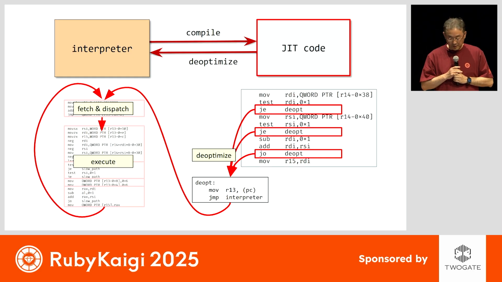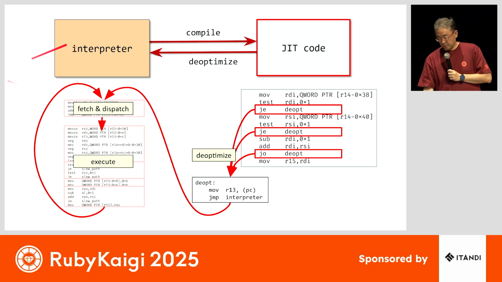And this is how the interpreter and JIT compiler and generated JIT code work. This is the interpreter: fetch the bytecode, dispatch, and execute. And this is an infinite loop. And if a certain method is called many times, or a certain loop is executed many times, we compile the bytecode to machine code. It's JIT code, and we just jump to it.